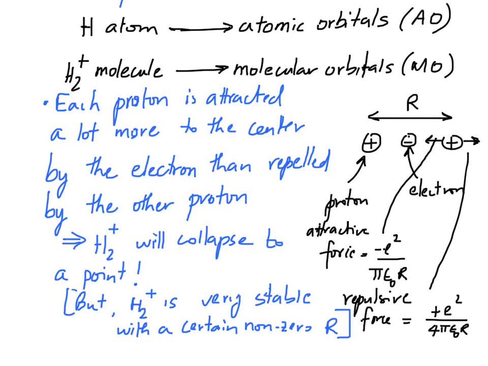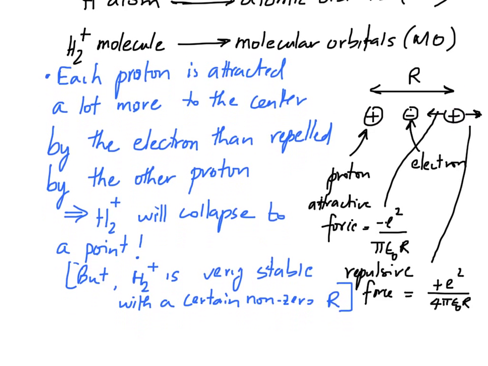But it is known that H2 plus is a stable molecule, or stable molecular ion, I should say. It does not collapse to a point. It is a stable molecular ion with a specific value of the bond length r. The reason it is possible for our molecular ion to be stable is because the electron is not always at the central position between the two protons, and the electronic position is really governed by the molecular orbital that the electron is going to reside in. So that's going to be our next step.